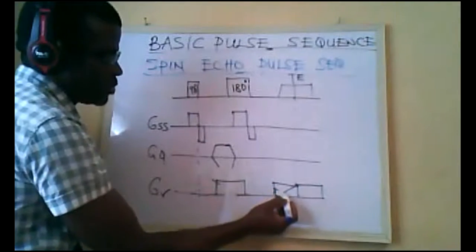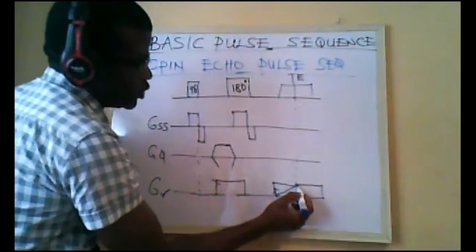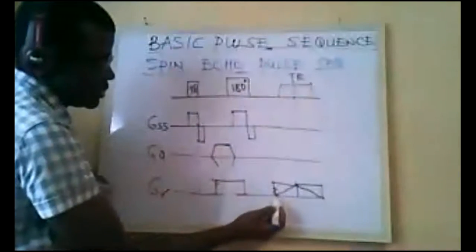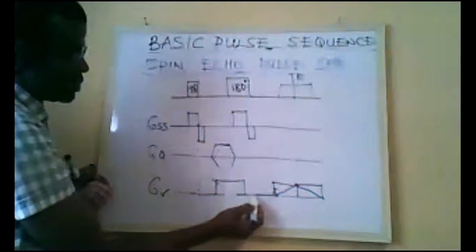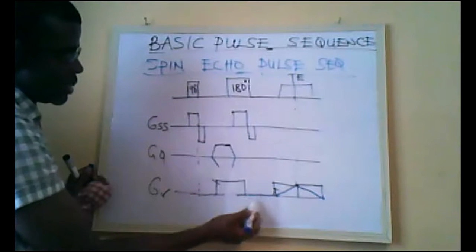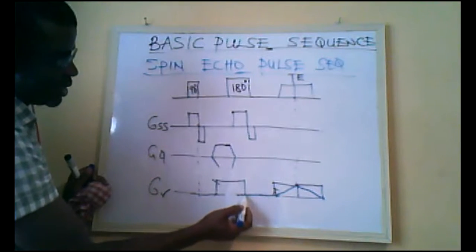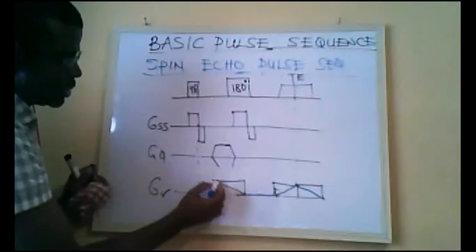This one we have a maximum signal. After this, it begins to go down again till it hits the zero mark. Without the gradients, we have a zero signal. Applying the gradients, it begins to grow again until it gets to this maximum.